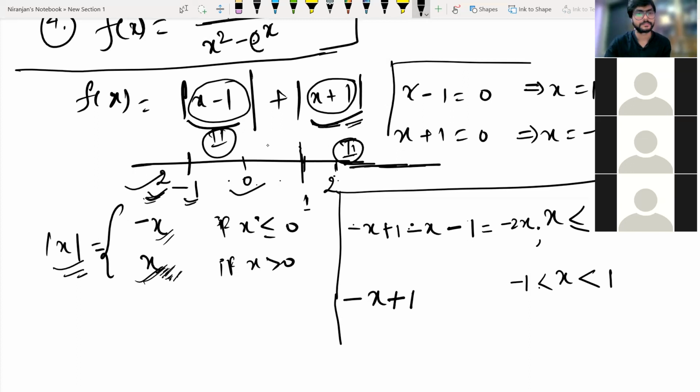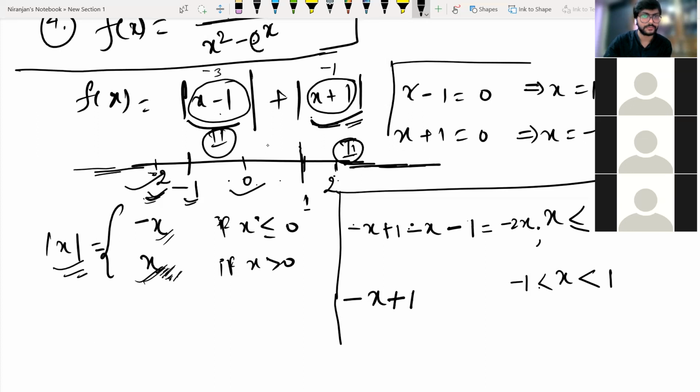So in this interval, this is the third interval, I took a point -2. I plugged it here and here. So if I plug -2, what exactly do I get here? -3, right? If I plug -2 here, what exactly do I get? I get -1.